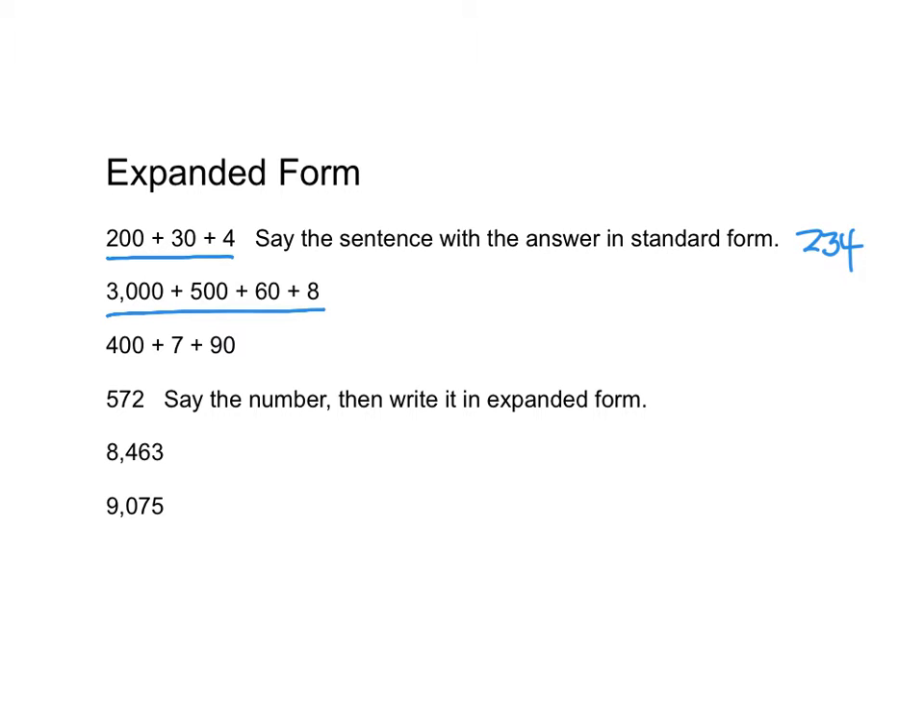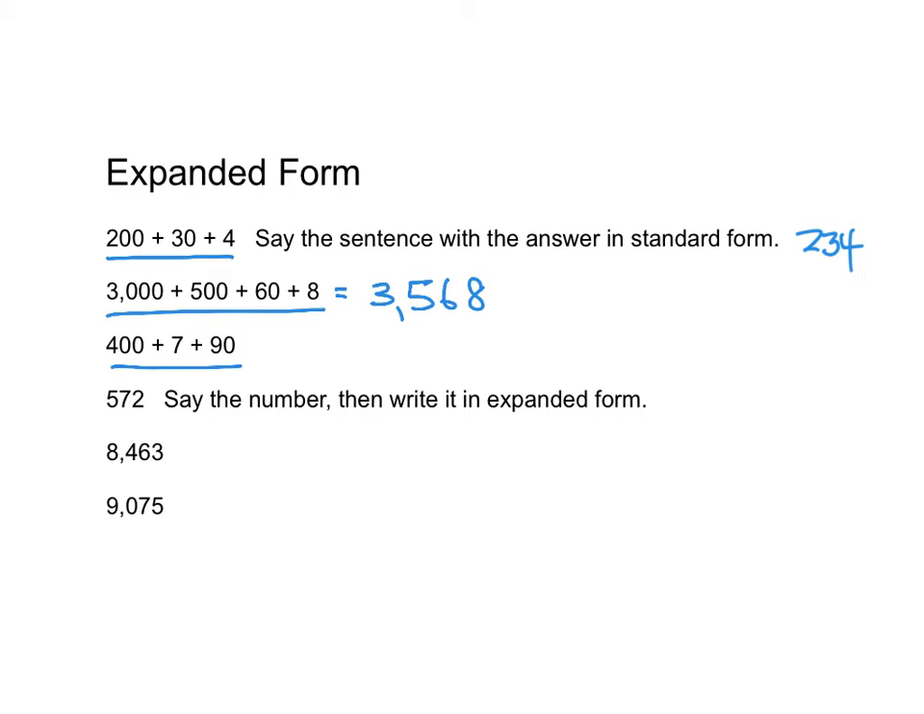I want you to take just a second or two, write that answer down on your whiteboard. And then let's say the sentence one more time with the answer in standard form. 3,000 plus 500 plus 60 plus 8 equals 3,568. The last one here, 400 plus 7 plus 90.